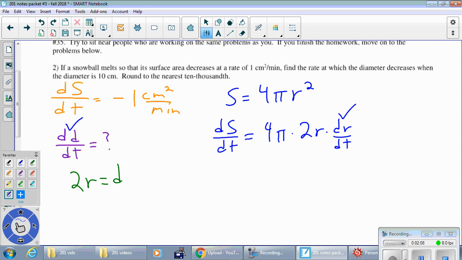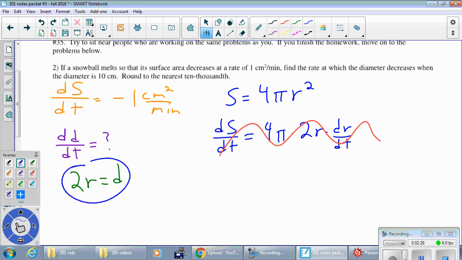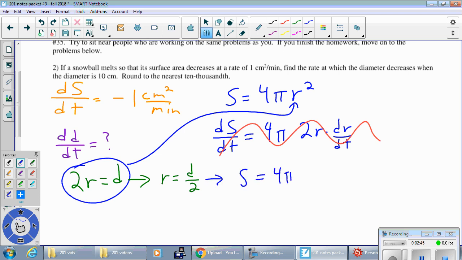But to be honest, I'm regretting taking a derivative of this equation because now I see that it gives me a dr/dt, which is not what I want. There's nothing wrong with this, but it isn't as helpful as I thought it was going to be. So now that I really think about it, I'd like to use this to substitute and make it so we have only d's in this equation. That means we have to solve for r. So r is equal to d over 2. Then we substitute that into our s equation from above. So it's 4 pi, and then instead of r squared, we put d over 2.